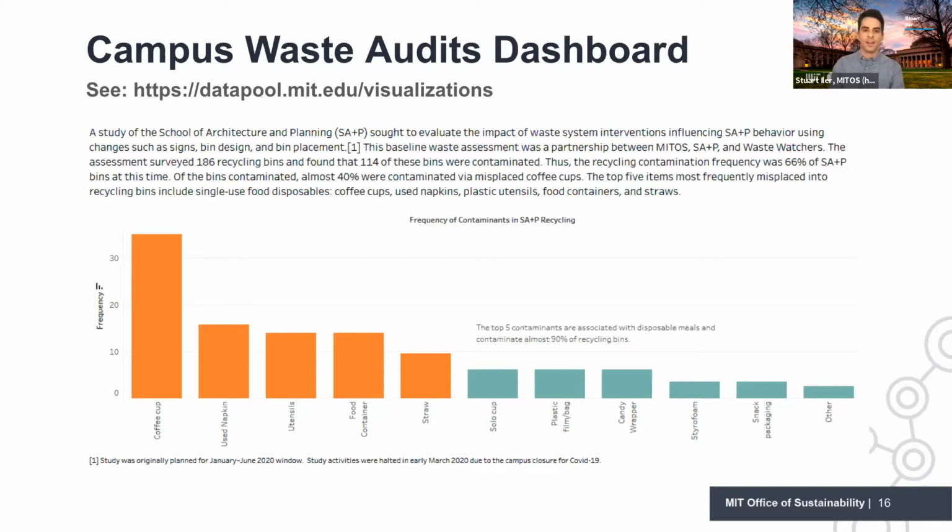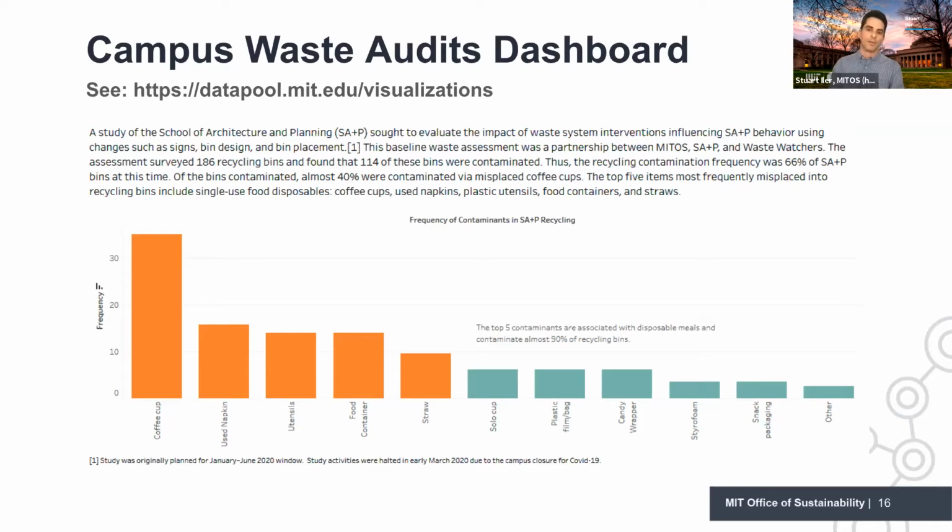And the slide here is showing some of the results from a waste audit that happened last year at the School of Architecture and Planning. The main idea here is that out of almost 200 recycling bins, the students who were looking at these found that about 2/3 of them contained items that shouldn't be in the recycling. You can see in the figure that this included things like coffee cups and used napkins.